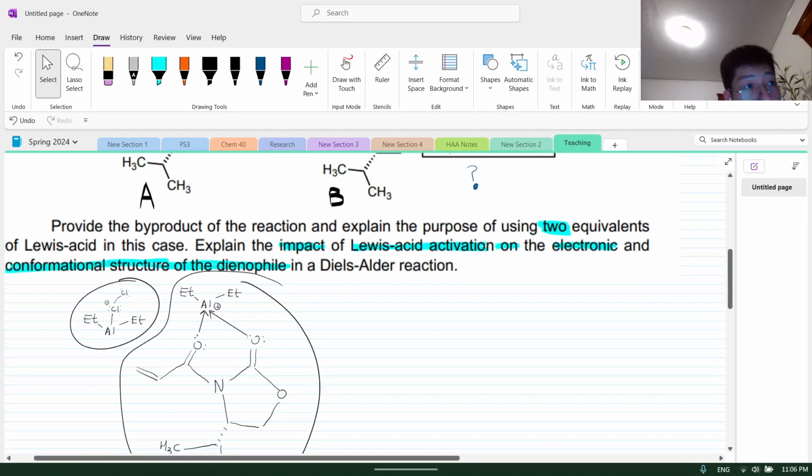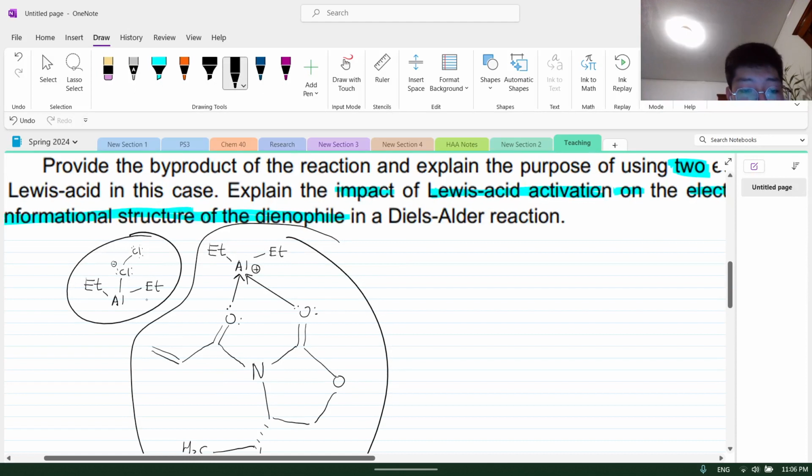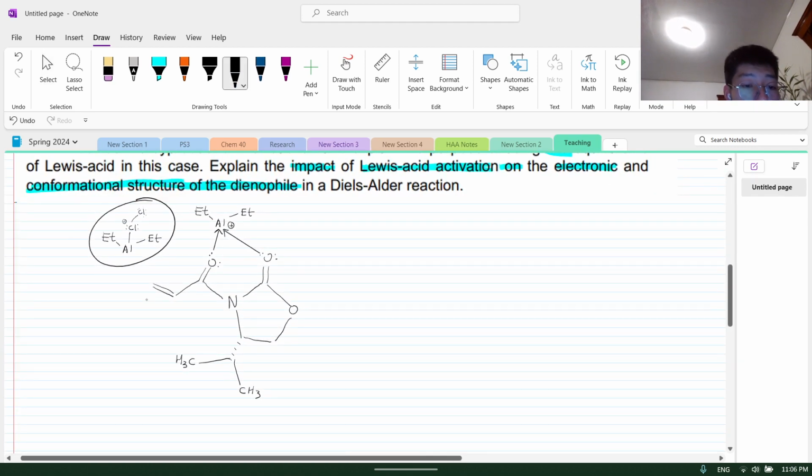And what's important to also note is that by complexing this second oxygen's lone pair, by coordinating the second oxygen's lone pair with the Lewis acidic aluminum, we're essentially locking the molecule in a cis conformation, so that this molecule won't twist around this bond, and as such, it would facilitate a faster Diels-Alder reaction.